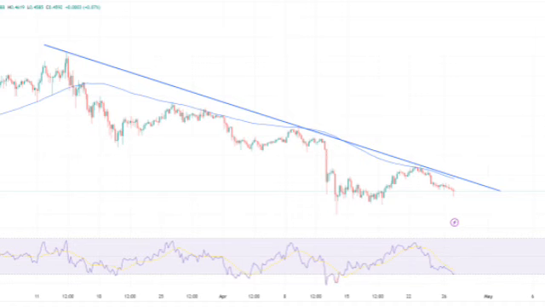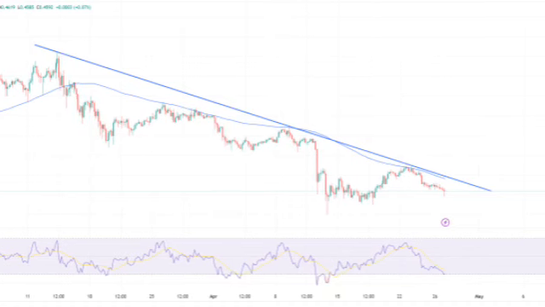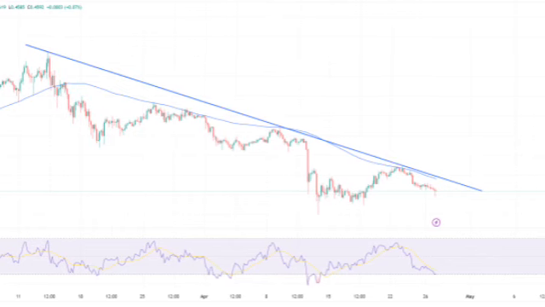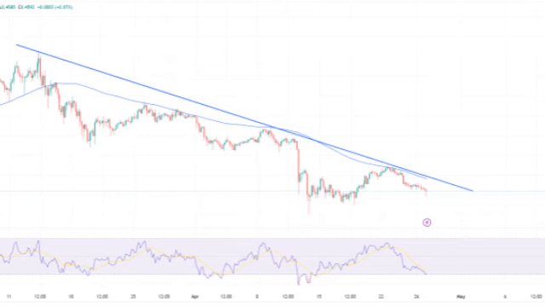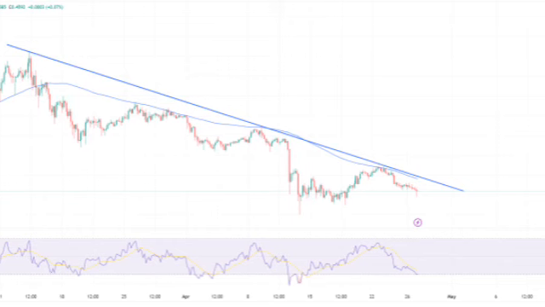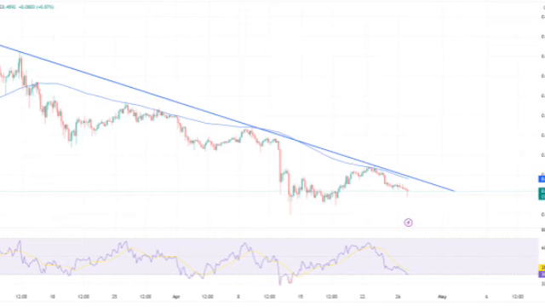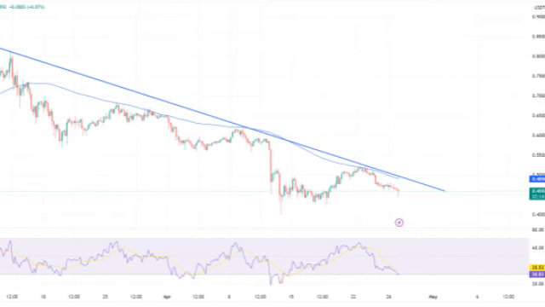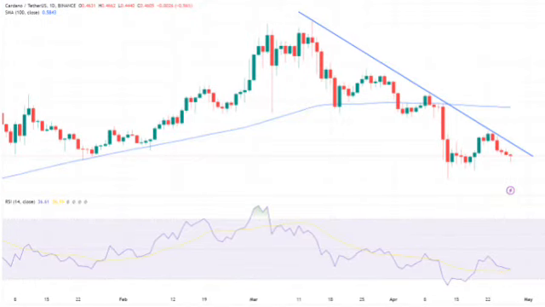So, what are the key indicators telling us? Well, let's start with the Relative Strength Index, or RSI. This handy tool gives us an idea of whether a particular asset might be overbought or oversold. In the case of ADA, the RSI suggests that we're looking at a continued downtrend. That means that the selling pressure on ADA is currently outweighing the buying pressure, and we might see the price continue to fall.